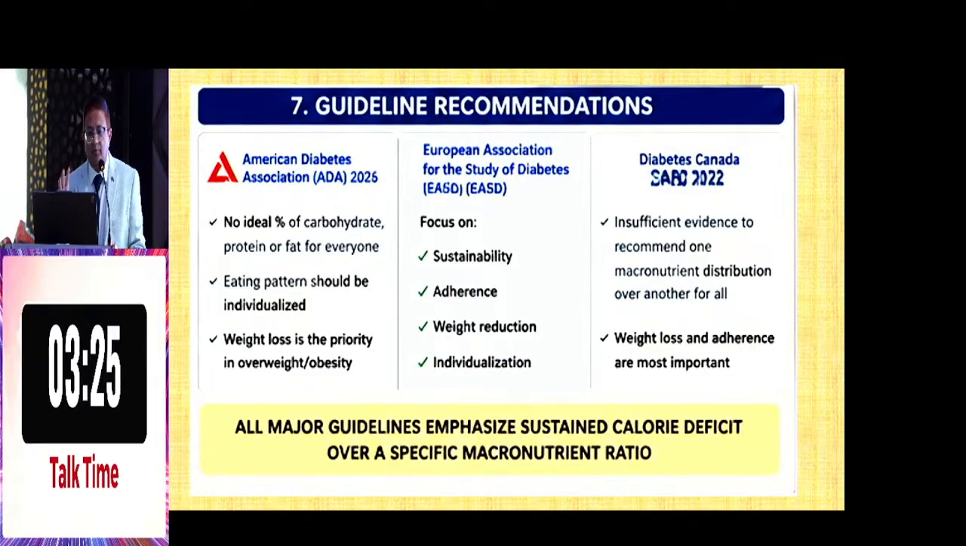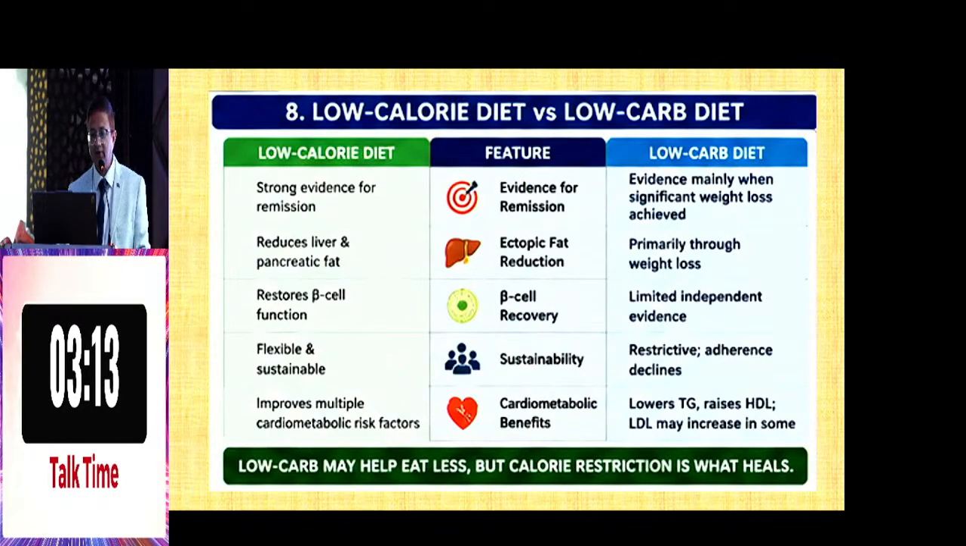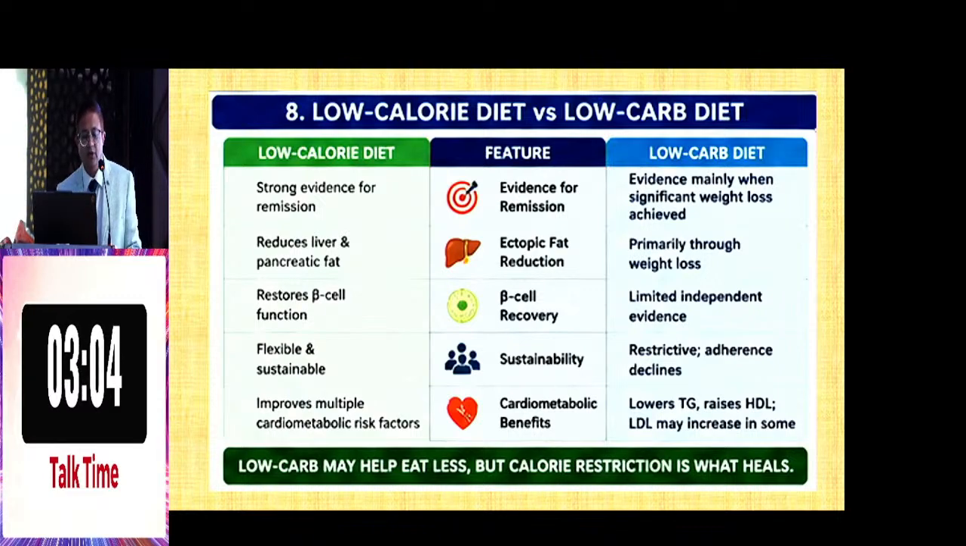Various guidelines from ADA, EASD, all major guidelines emphasize sustained calorie deficit over a specific macronutrient ratio, that is the carbohydrate. So definitely, I think I convinced you the low calorie diet is better, with strong evidence for remission. It reduces liver and pancreatic fat, restores beta cell function, it is flexible and sustainable, and it improves multiple cardiometabolic risk factors.